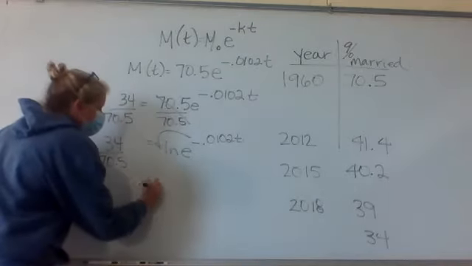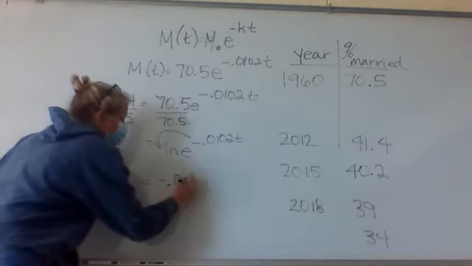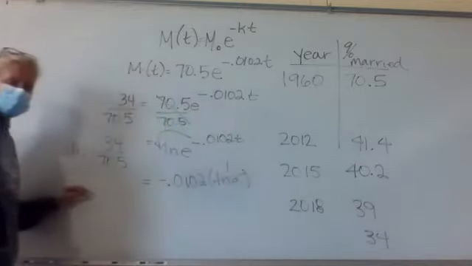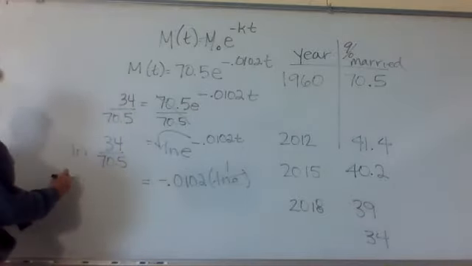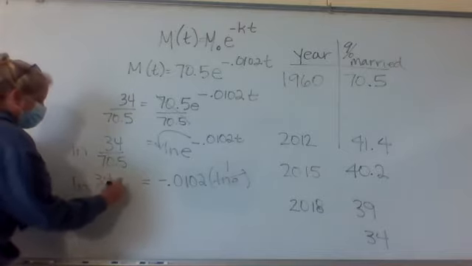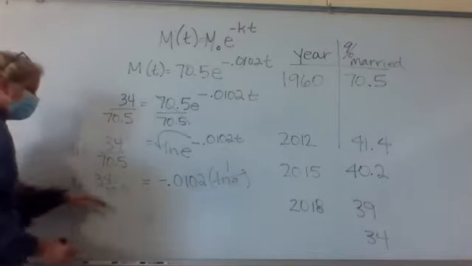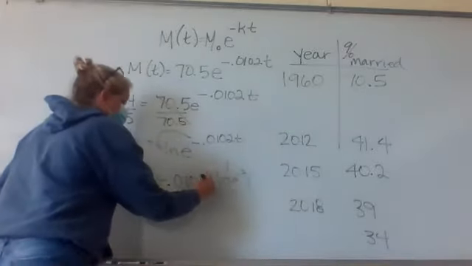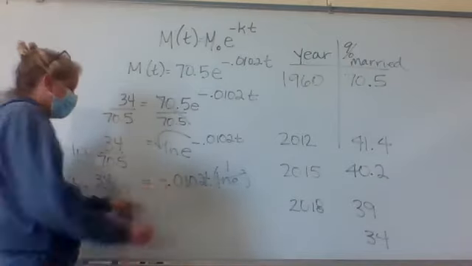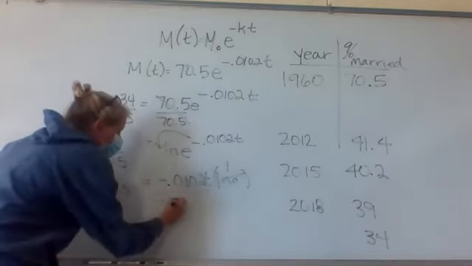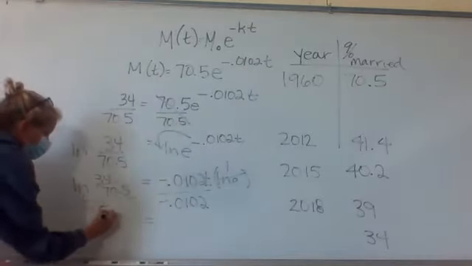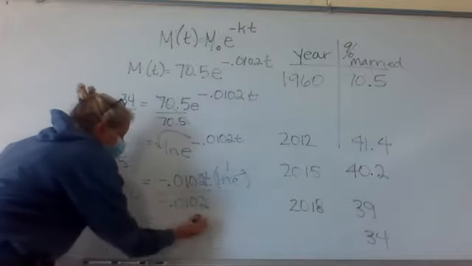So now I have negative 0.0102 times ln e, which again is just 1, equals ln 34 over 70.5. So to get this t by itself, what's the last thing that needs to happen? I need to divide by negative 0.0102. So that's going to give me t.